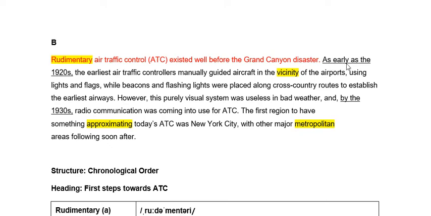And you can see here as early as the 1920s and then by the 1930s. So the focus here is different events happening at different points of time in the past. And you can see here the heading actually reflects that kind of structure. First steps towards ATC. Okay, so from the heading, we can see that the paragraph writes about different steps towards ATC in time order. First steps. So it may mention the first step and then the second step. Okay, so they are the earliest steps towards ATC.